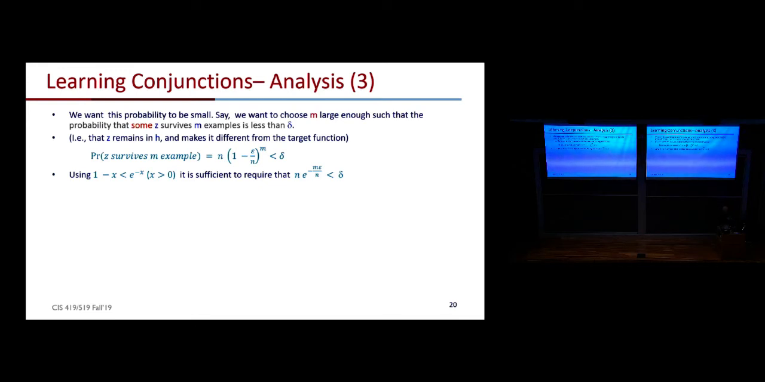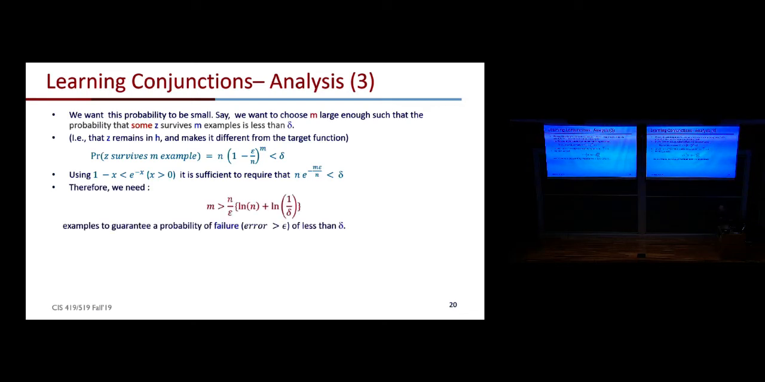And therefore, I'm replacing this 1 minus epsilon over n by e to the minus epsilon over n here. So what I get is that what I really need is to require that n times e to the minus m epsilon over n is less than delta. And from this, you can take log of both sides. I took log base e, natural log. And then what I get is that m has to be, so you'll do this algebra, m has to be greater than n over epsilon times ln n plus 1 over delta. So if I take these many examples, I guarantee that the probability of failure, the probability that my error is greater than epsilon, is less than delta.